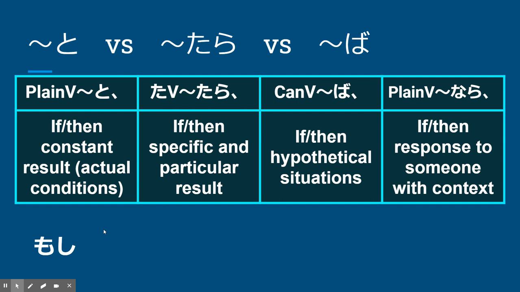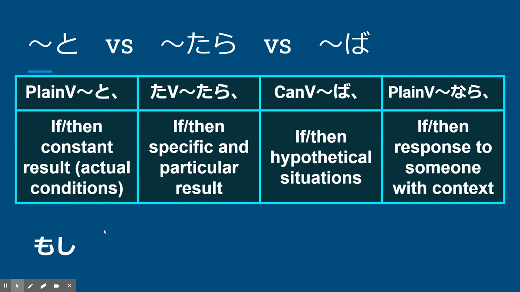So those two are irregular, and then the eru one syllable is eba. So technically not the can form verb, it's more like the e sound ba. And then kimasu is koreba, shimasu is sureba, and the one syllable verbs plus eba. So there's that. It's a hypothetical situation.